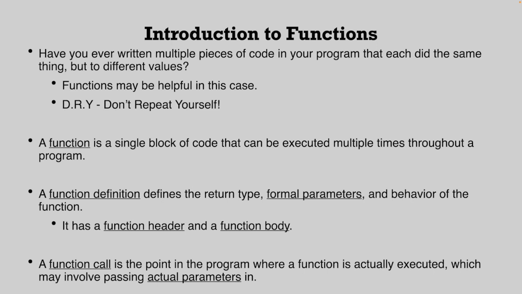A function is a single block of code that can be executed multiple times throughout a program. So the function definition defines your return type, your formal parameters, and the behavior of your function, or what you want it to do. And it has a header and a body. Then the function call is the point in your program where you actually execute your function, because up to that point, with your definition, nothing gets executed. But when you call it, that's when your function gets executed using actual parameters, if those are passed in.